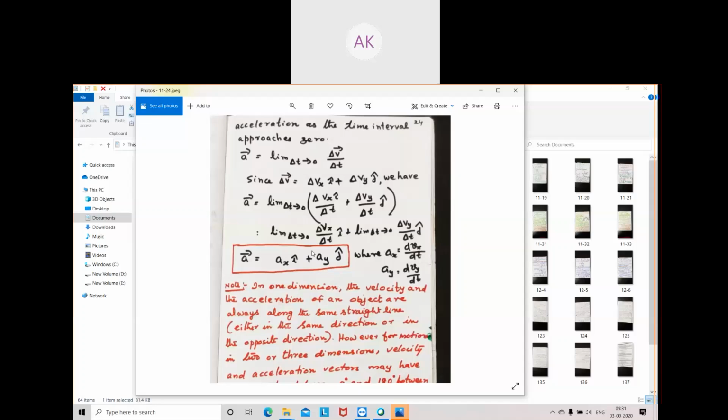Let me ask a question to check whether you understood that. Change this expression. So what is instantaneous acceleration? And then I'll ask Adityan.